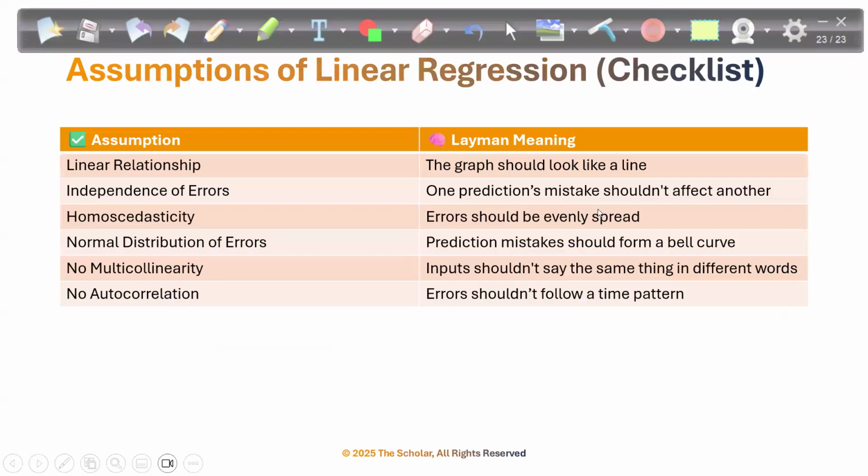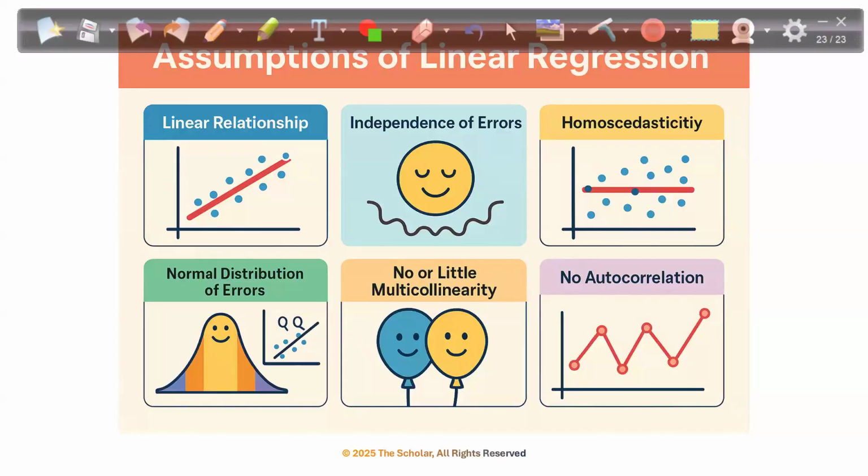So these are the important assumptions which we have. One is linear relationship. Second is independence of errors. Third is homoscedasticity. Fourth is normal distribution of errors. Fifth is no multicollinearity. And sixth is no autocorrelation. If these six assumptions are very much satisfied, we are very good to go with linear regression. If the assumptions are not satisfied, in that case, we have to think of some other model. Okay. Here you can see the picture also, all the different types of assumptions which we have.